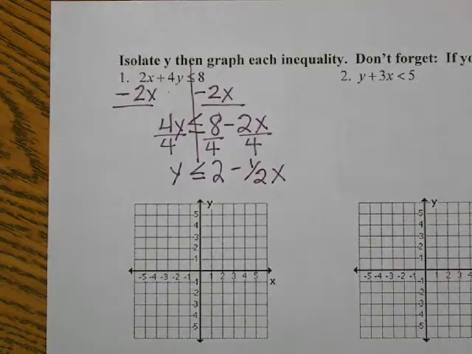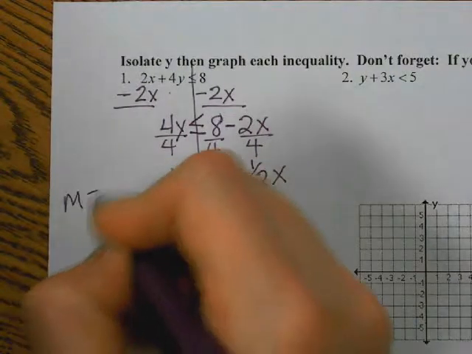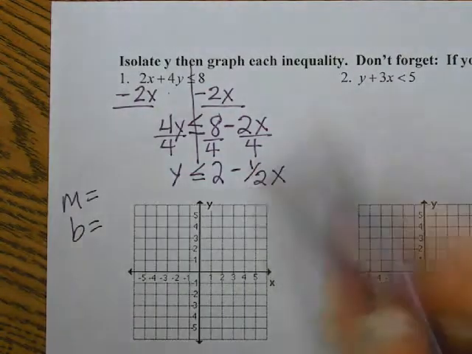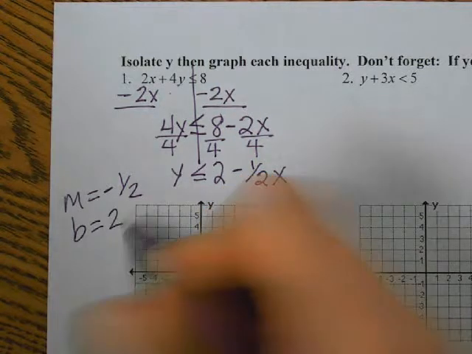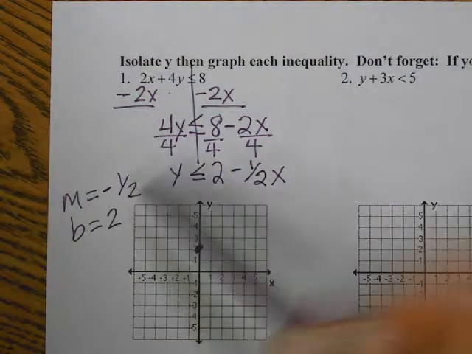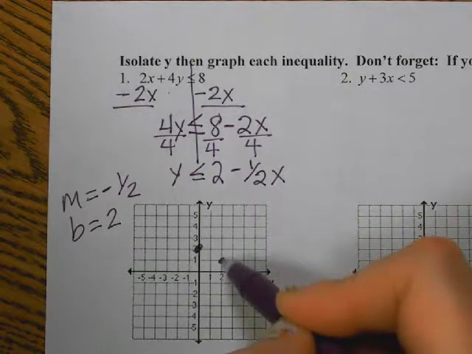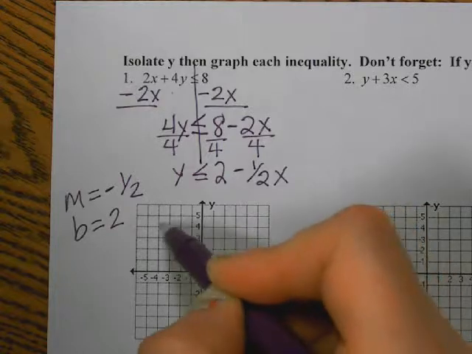Now we're going to graph this. Now I notice I don't have a place for you to find m and b, so you need to do that on your own, okay? M is -1/2, b is 2. So I begin at 2, and I move down 1/2. And up 1, back 2.